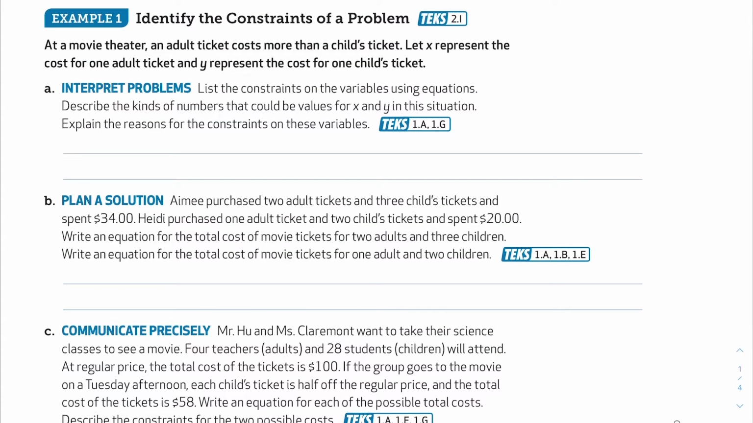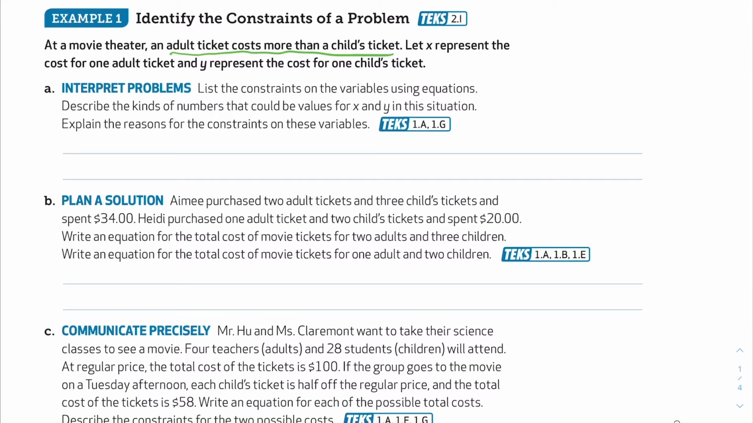At a movie theater, an adult ticket costs more than a child's ticket. Let X represent the cost for one adult ticket and Y represent the cost for one child's ticket. So this is just a story. That's the setup. We're going to the movies. X is going to be for adult tickets. Y is going to be the cost for child's tickets. And we already know that an adult ticket costs more than a child's ticket. List the constraints on the variables using equations. Describe the kinds of numbers that could be used for X and Y in this situation. Explain the reason for these constraints.